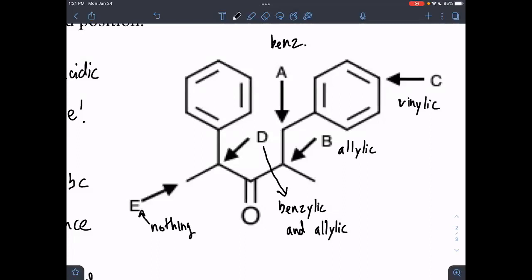So knowing that, which proton do you think is going to be the most acidic, the most ready to dissociate? Yep, it's D because you have the benzylic and allylic position, so it's stabilized by both of those groups. Because once you have a negative charge on this carbon, you can do resonance with this benzene and also this carbonyl.